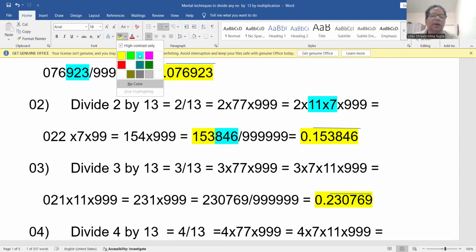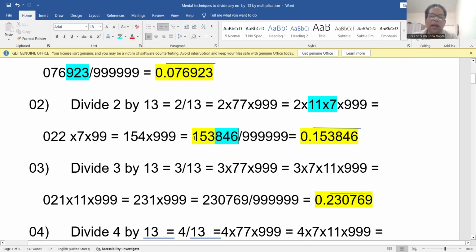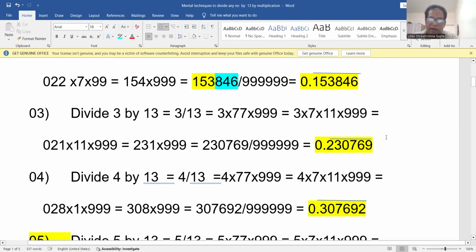I simply put a 0. When I divide by 999, it becomes 0.153846. Again, it is a recurring but non-terminating decimal. It means 153846, 153846 keeps on repeating itself. In the same way, I can find 3 by 13, 4 by 13, 5 by 13, 6 by 13. For 3 by 13, again I multiply 3 into 7, which is 21.